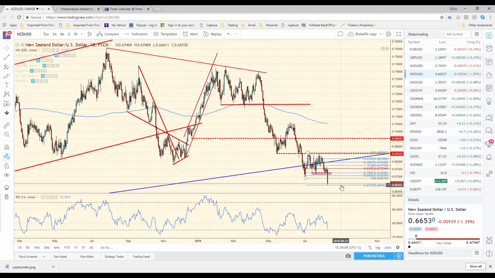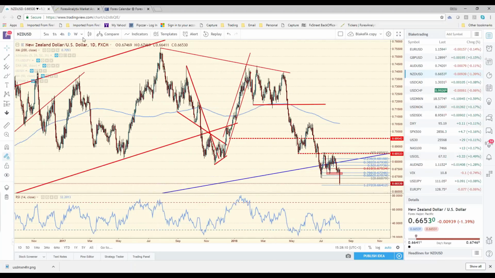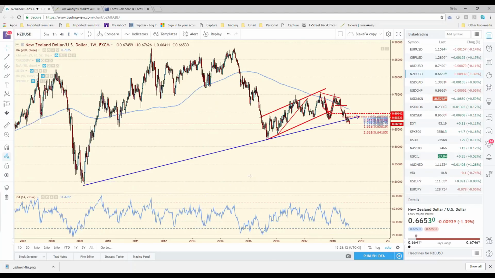But the Kiwi ultimately, we're below a multi-year trend line here, and we're breaking down. It does not look good for the New Zealand dollar, any which way you slice it. So I just wanted to point that out for those of you that have been trading the Kiwi, especially over the last couple of sessions.